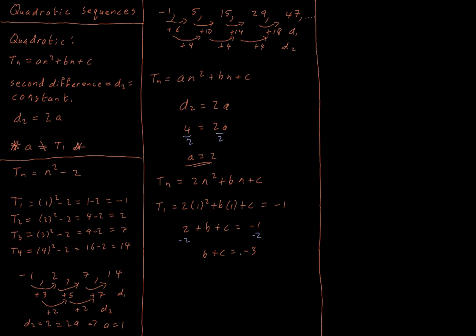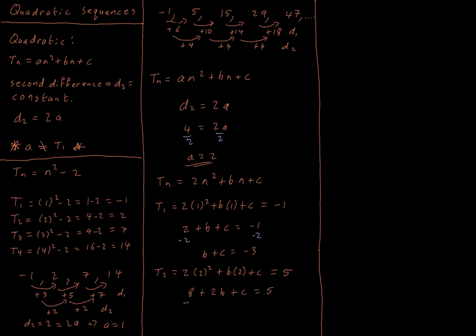So that gives us an equation in b and c, but we don't have b and c just by themselves, so we need to go again, and term 2 must be 5. We know that this formula must give us 5. We have 2 on 2 squared plus b on 2 plus c is equal to 5. The second term in our quadratic pattern must be 5. So we multiply that out and we get 8 plus 2b plus c is equal to 5.